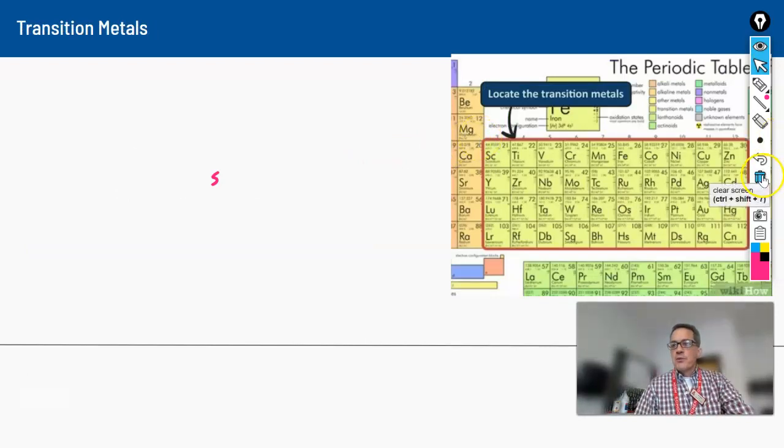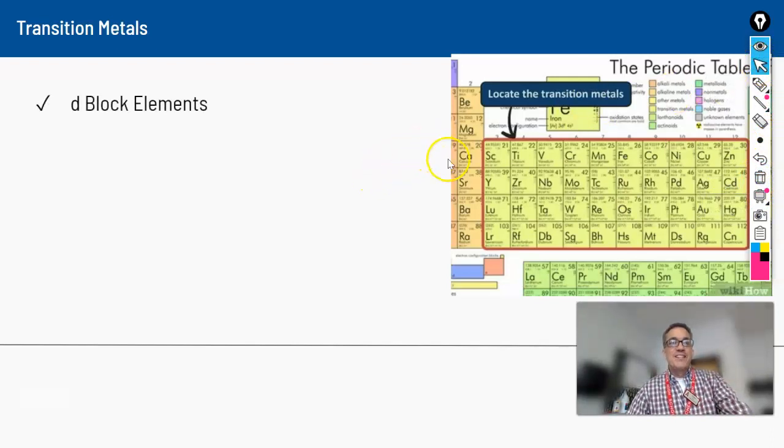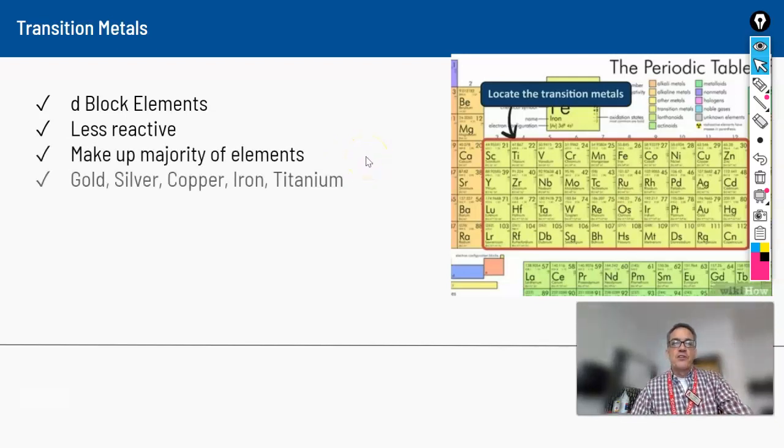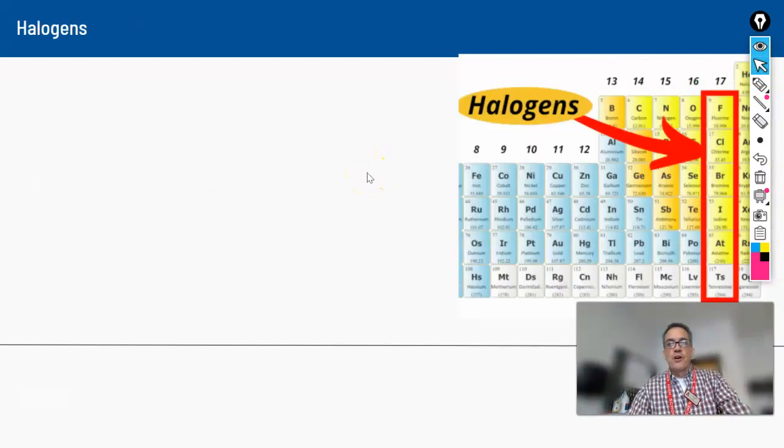Now, across the middle of the periodic table, not really a group, but kind of a big block here, are what we call our transition metals. These are the ones that have a d suborbital and take up the majority of the periodic table. So they tend to be less reactive, a little bit more stable. We see a lot of things that you are probably familiar with: gold, silver, copper, iron, titanium, things that have been around in human knowledge for hundreds, if not thousands of years. Keep going over to the right, and we'll come back to this in just a second.